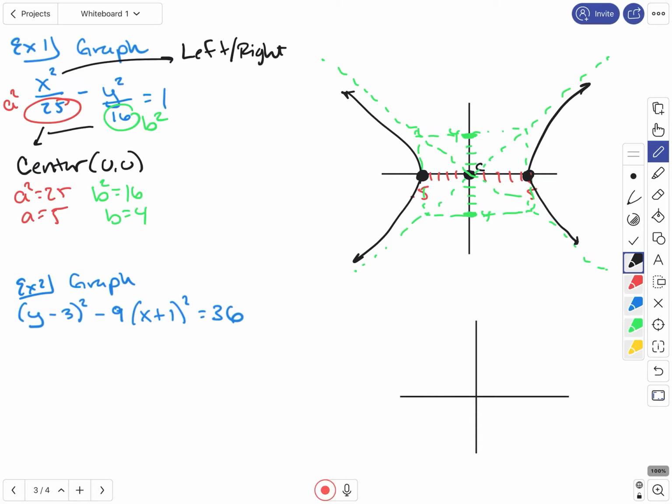And those points, each one is a vertex. So the first vertex is at -5, 0. That's this black dot. And the second vertex is at +5, 0.